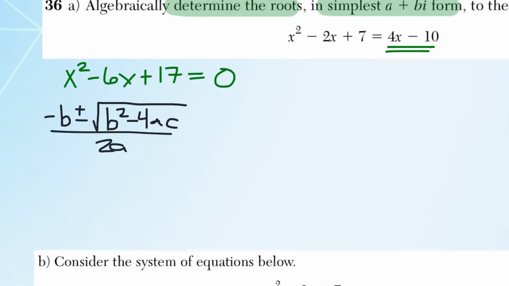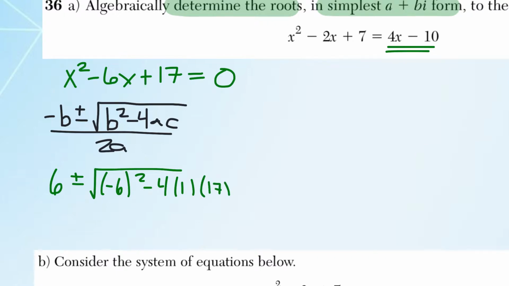All right, so we're going to be using the quadratic formula to help us out here. So our b value is negative 6. So negative b, or negative 6, would become positive 6, plus or minus the square root of negative 6 squared minus 4 times our a value, which is just 1, times our c value of 17. And then that's all going to be over 2a, which is 2 times 1.